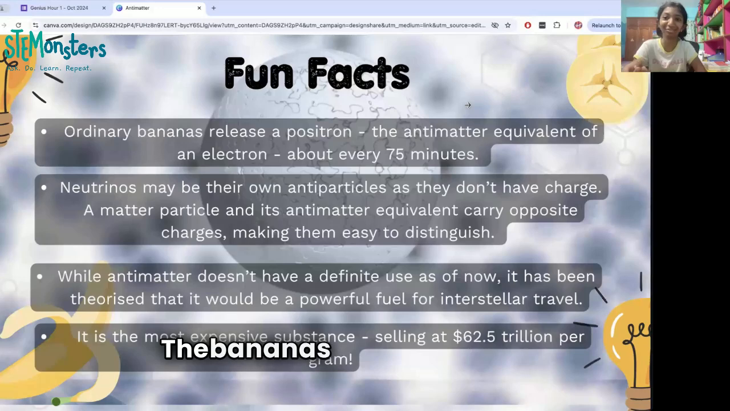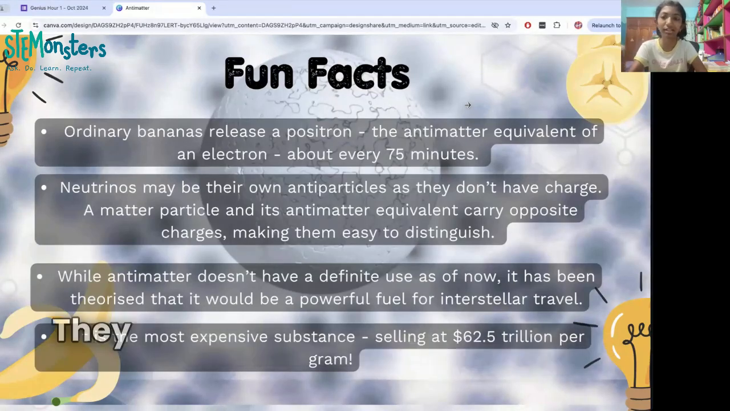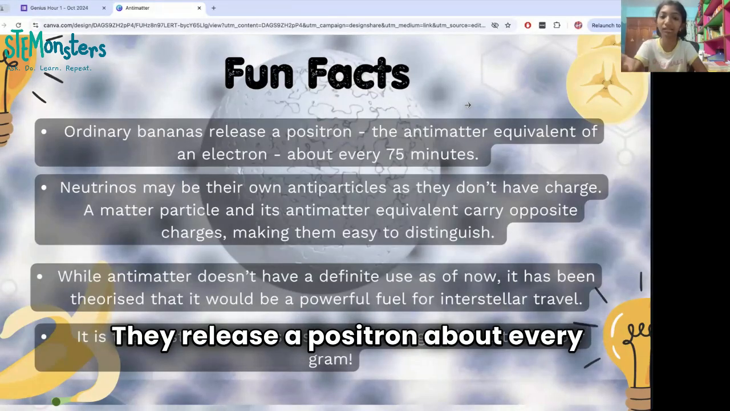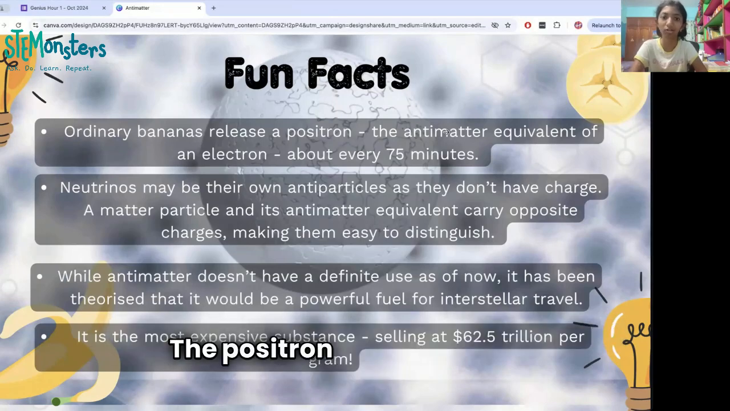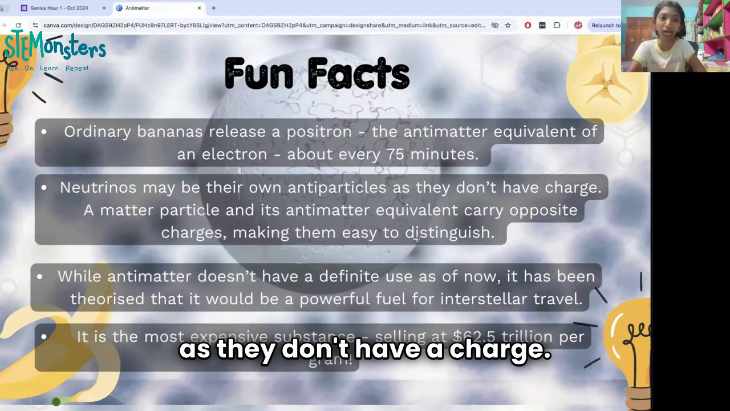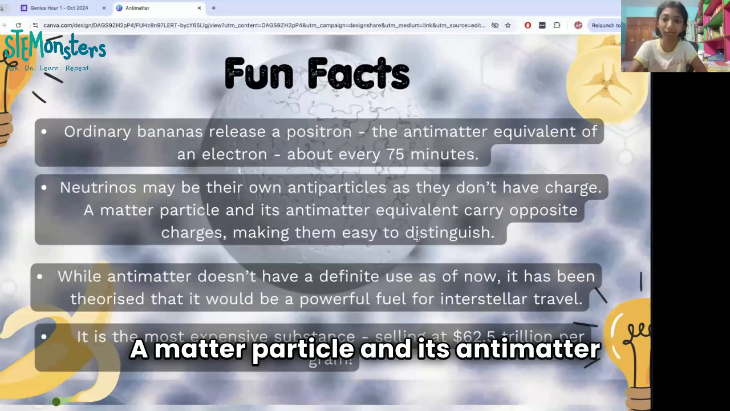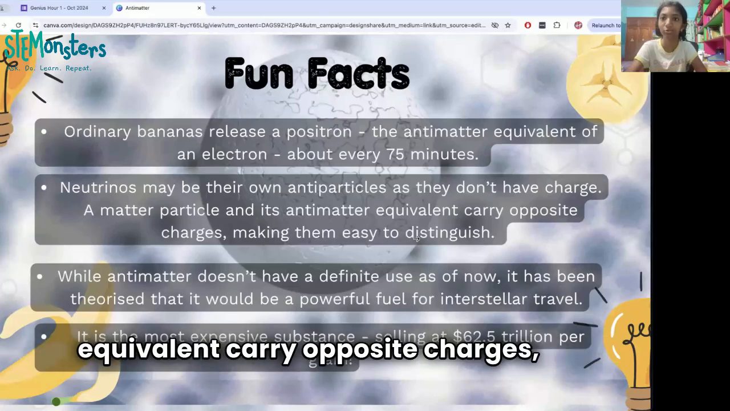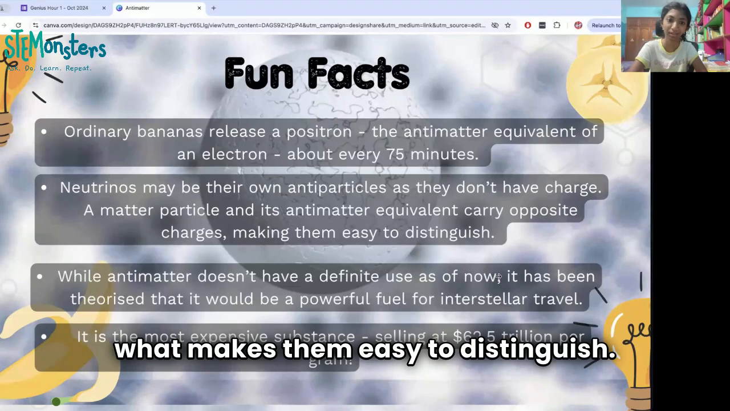Ordinary bananas, the bananas we eat every day, release a positron about every 75 minutes. The positron is the antimatter equivalent of an electron. Neutrinos may be their own antiparticles as they don't have a charge. A matter particle and its antimatter equivalent carry opposite charges, which is what makes them easy to distinguish.